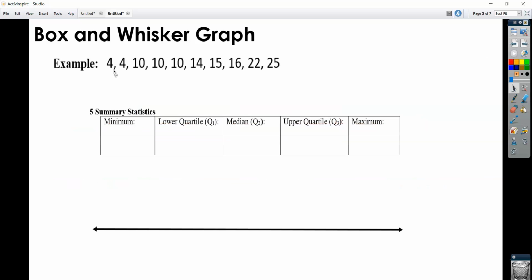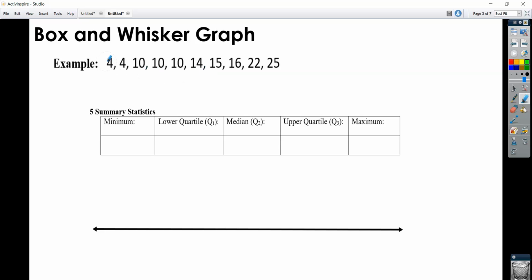So let's say I gave you these numbers: 4, 4, 10, 10, 10, 14, 15, 16, 22, 25. And let's say I asked you to come up with the box and whisker plot for this. Well, the first thing you should be doing is coming up with the minimum, the Q1, the median, the Q3, and the maximum. So I'm going to show you how I put this information together.